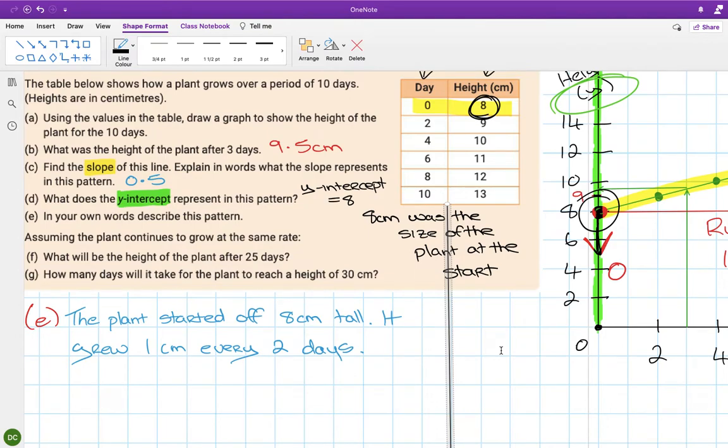Okay, so I'm obviously just going to skip over the writing. So day 12, it's going to be 14. Day 14, it's going to be 15. Day 16, 16, day 18, 17. Okay, so I'm just going to do the days. So 20, 22. Oh, it's going to be quite long. 26, 28.